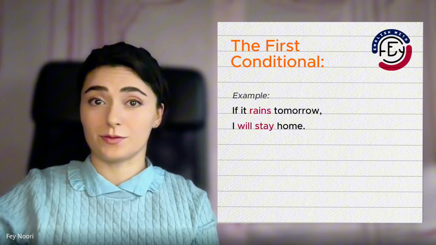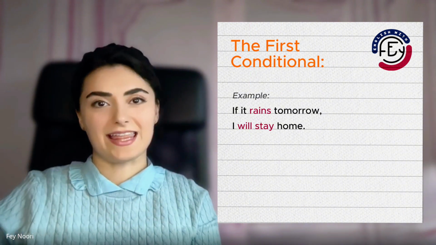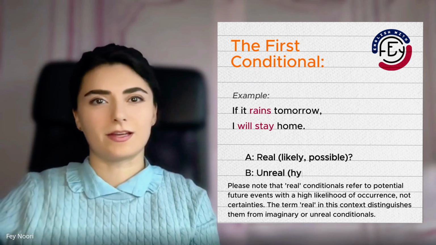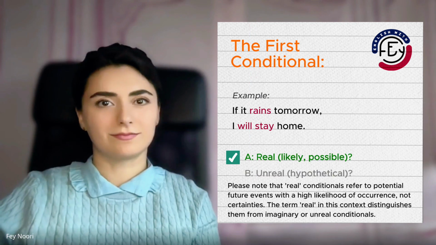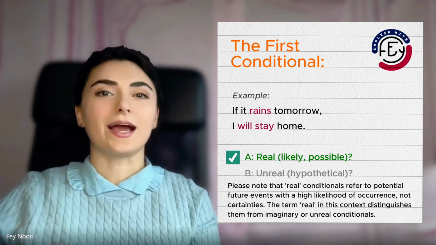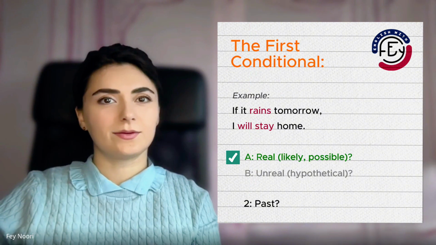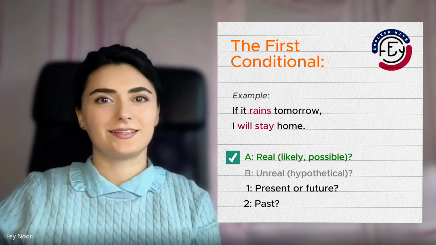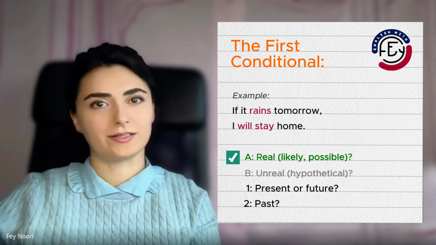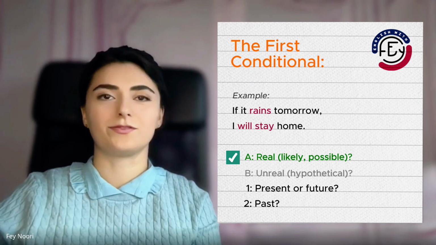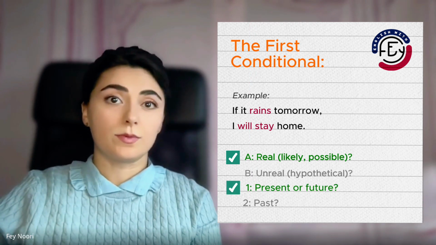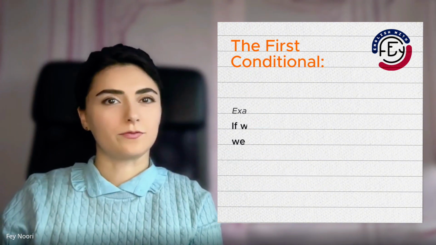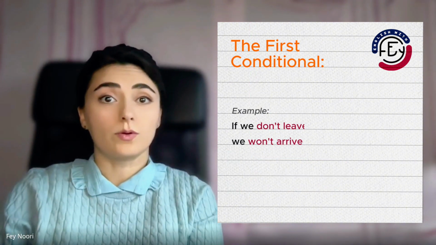Let's ask ourselves those two questions, remember? Can this actually happen? Is it real? Or is it hypothetical, imaginary? It's real. It can actually happen. Now, is this about the past? Or is this about the present or the future? Great. If it rains tomorrow, I will take an umbrella. So it's about the future. Or if it rains tomorrow, I will stay home. Let's see another example. If we don't leave now, we won't arrive on time.